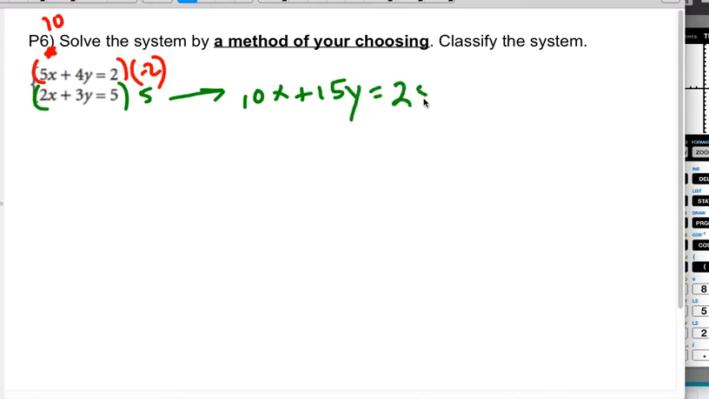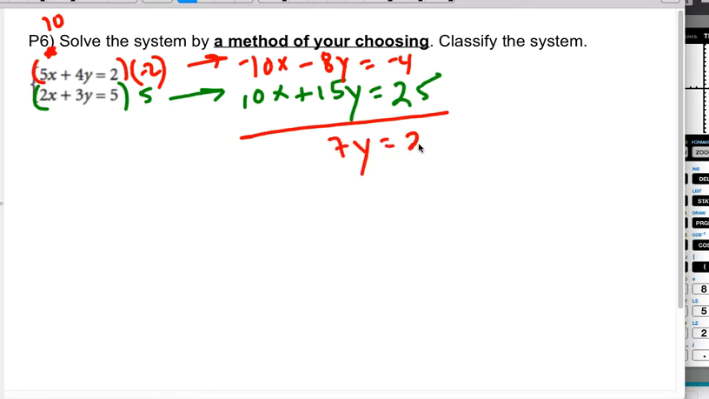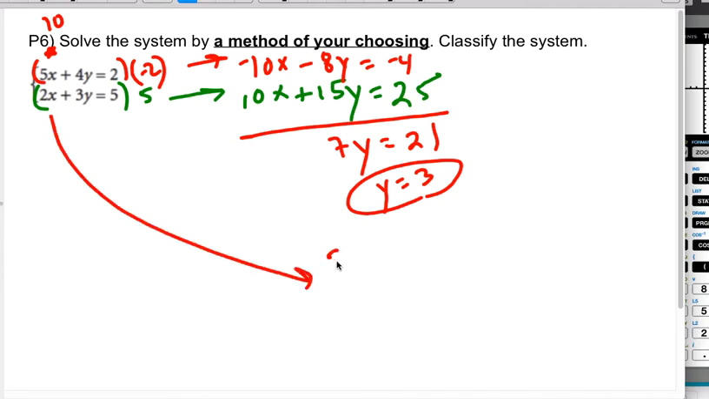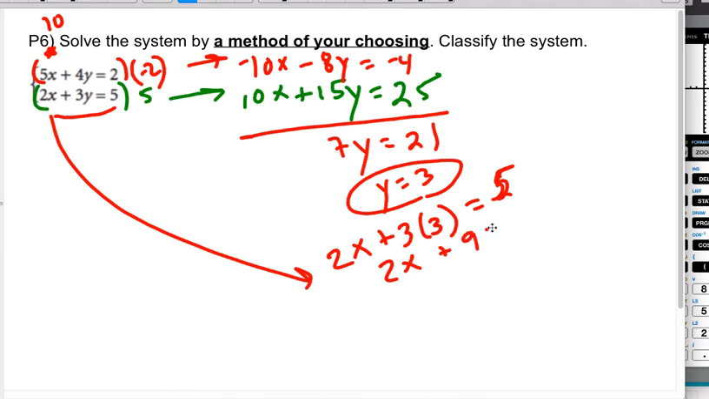15y equals 25. And on the top, I'm going to get a -10x minus 8y equals -4. When I add straight down, I get 7y is 21, so my y is 3. Once I know y, I'm going to pick either equation. In this case, I'm going to pick the 2x plus 3 times 3 equals 5, my bad. So make sure you use the original, right? So I get 2x plus 9 equals 5. 2x is negative 4. x is negative 2.